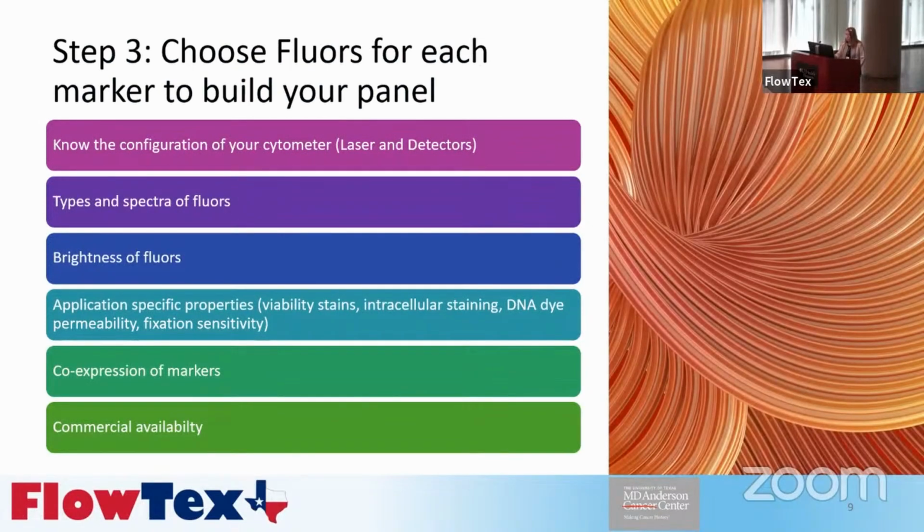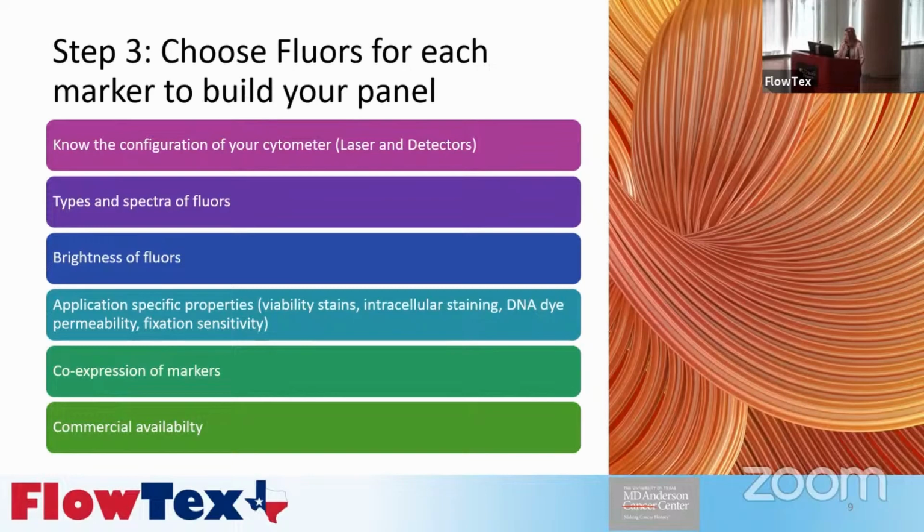You need to know your configuration. You should know something about the types and the spectra of fluors that you think you want to apply. You'll need to know about the brightness of those fluors because some fluors are very efficient, and if they are hit with a photon, they'll give off a lower energy photon. Some fluors are less efficient, and there will be less signal coming off of those.